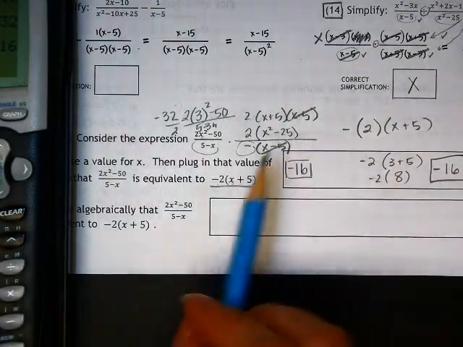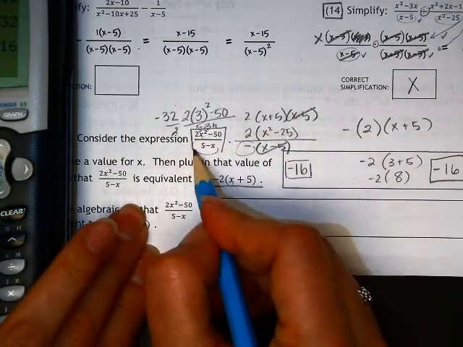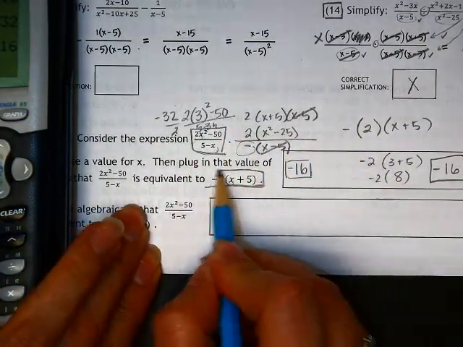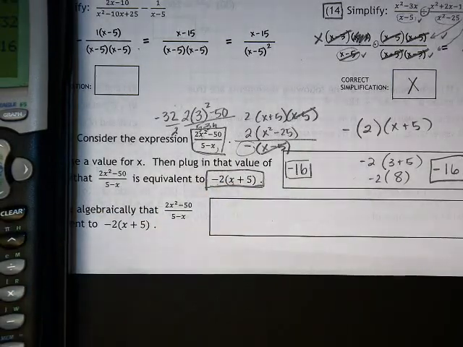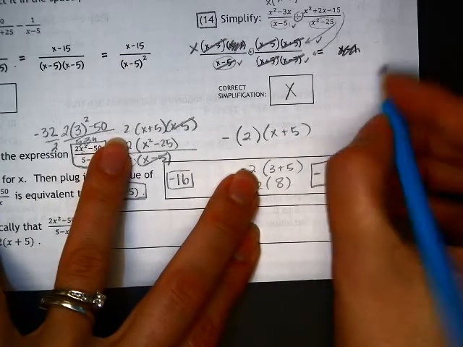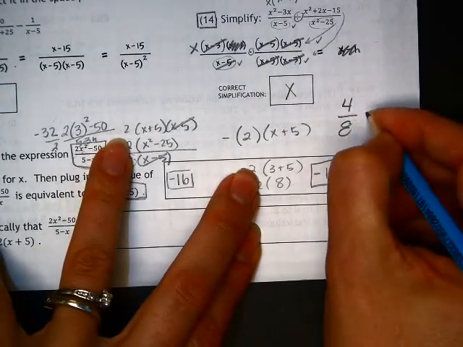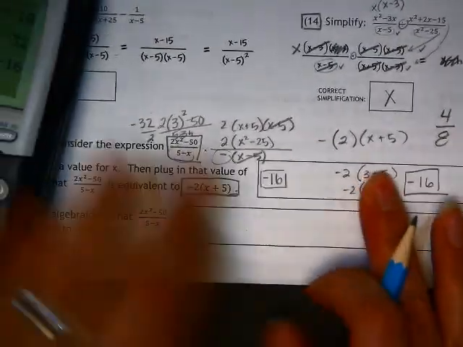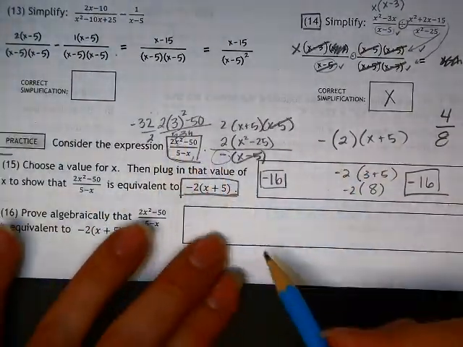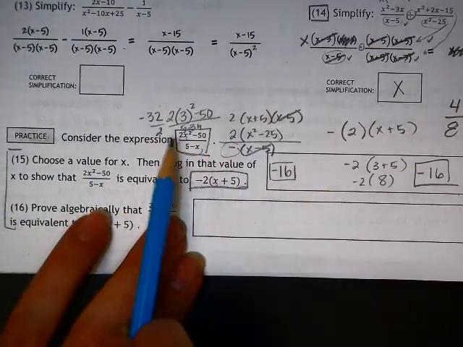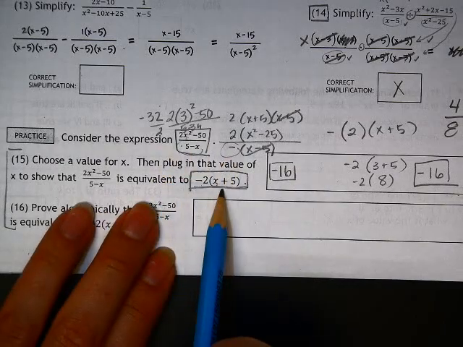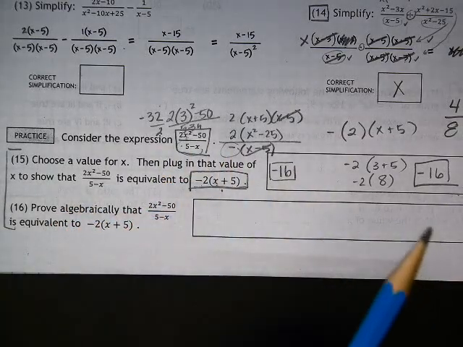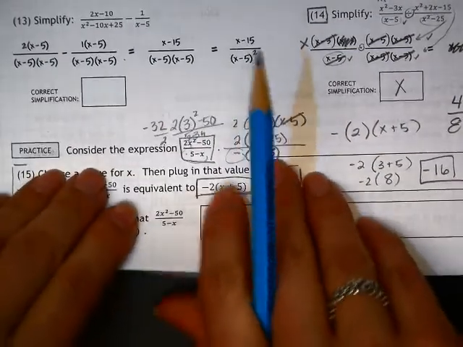And here's the deal. Your original and your new have to be equal to each other if all you've done is reduce. Because when we're reducing, we're saying 4 over 8 is really equal to 1 over 2. They have to be equal to each other. So my original and my new have to be equal to each other. So if you plug a number into the original and plug a number into the new, they need to be equal to each other. So how do we use that?